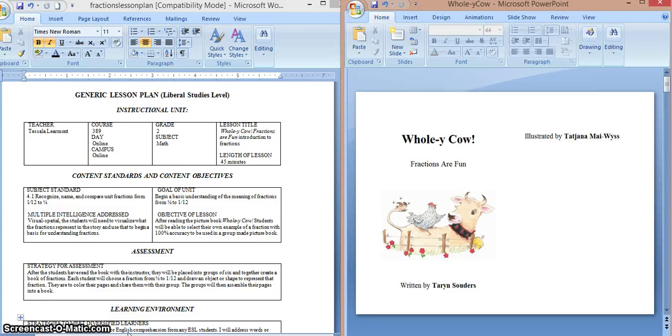Hi, I'm Tessa Learmont, and I'm going to share with you today my lesson plan for Holy Cow, Fractions Are Fun, An Introduction to Fractions. The subject standard is to recognize, name, and compare unit fractions from 1/2 to 1/12.